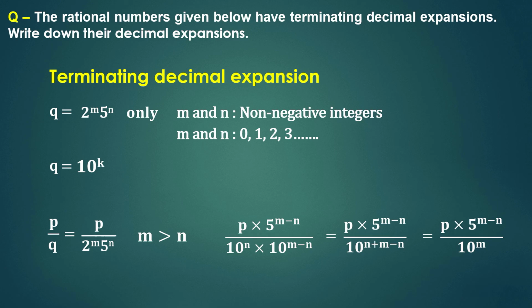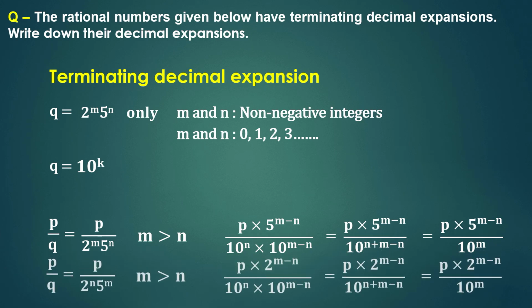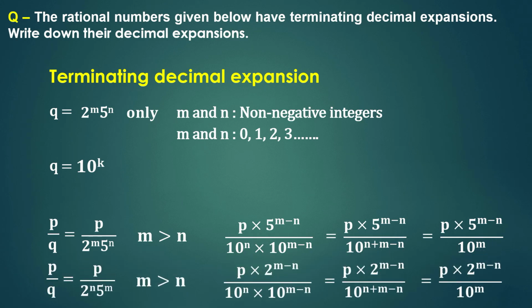Similarly, in a situation where we will have the power of 5 greater than the power of 2, we will multiply with the power of 2 in both the numerator and the denominator, such as to make them equal, and we will get a denominator of the form 10 to the power k. Now, let us look at the numbers given to us and find their decimal expansions.